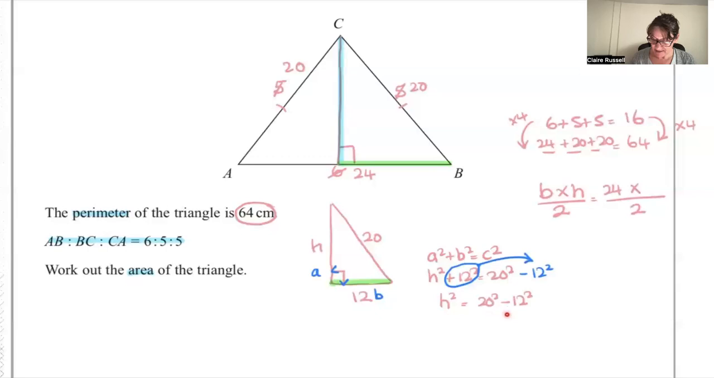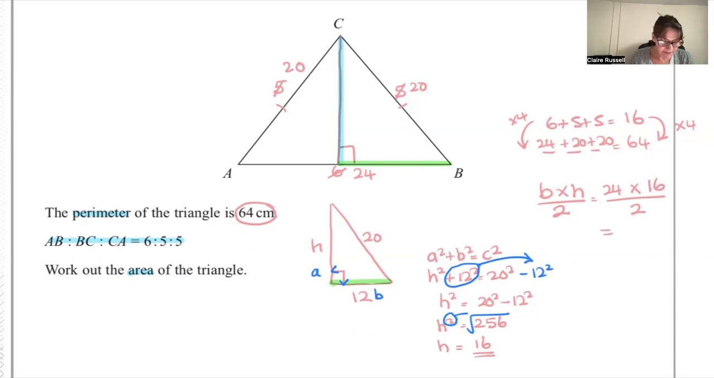I can do this piece of maths. I'll just pop that in my calculator and I will get H squared equals 256. Remember, I want to know what H is, not what H squared is. So we're going to get rid of this power 2. It will land as its opposite, which is a root. And I will work out that h is equal to 16. So my missing height is 16.